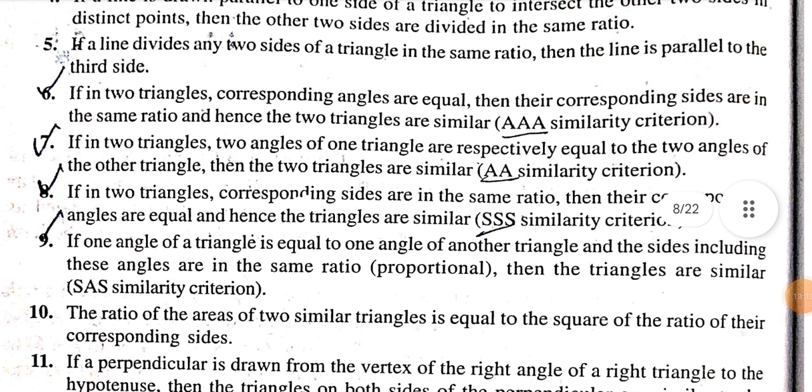5. If a line divides any two sides of a triangle in the same ratio, then the line is parallel to the third side. 6. If in two triangles corresponding angles are equal, then their corresponding sides are in the same ratio and hence the two triangles are similar. AAA similarity criterion. 7. If two angles of a triangle are respectively equal to two angles of another triangle, then the two triangles are similar.